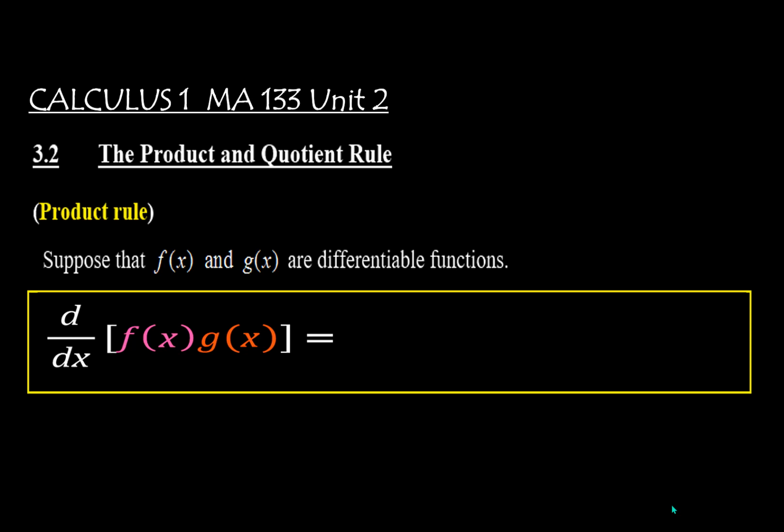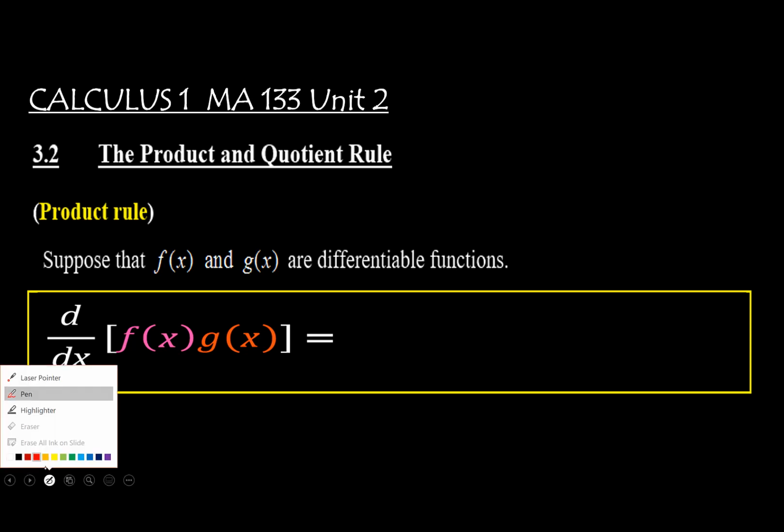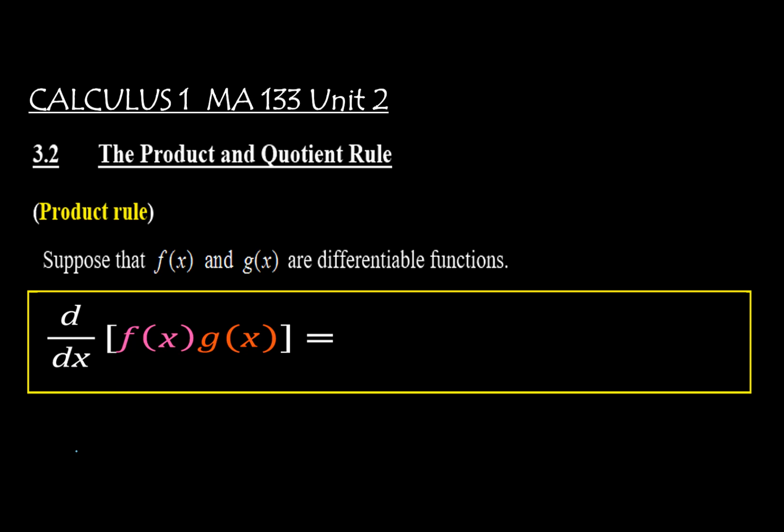The product rule is what we use when we have more than one function multiplied together that we can't split up. For example, let's say I had 3x squared times tangent of x. I have to use the product rule there.